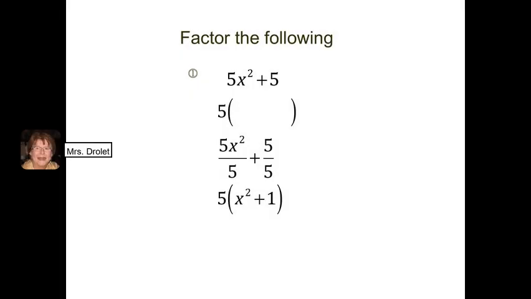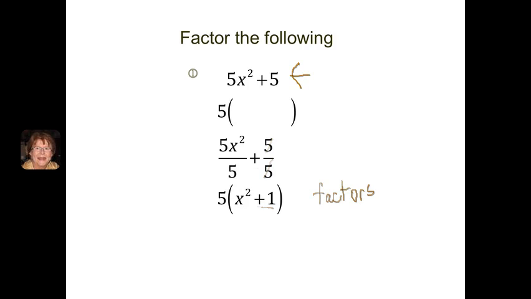So when I divide 5, remember 5 is the GCF, into both of those terms, 5x squared divided by 5, the 5's eliminate. 5 divided by 5 is 1. What am I left with? X squared. I'm going to add, then 5 divided by 5 is 1. I'm adding 1. These are the factors. I've just written this expression as a product of factors.